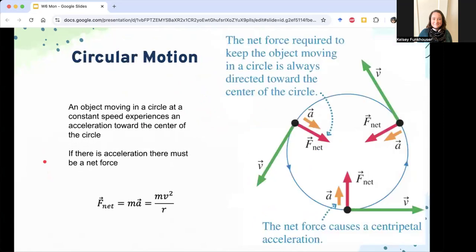And if there's acceleration, there must be a net force. So the net force, we also can call this centripetal force, but it is also just in general the net force in circular motion. Showing that if an object is experiencing circular motion, there must be a net force pointing toward the center of the circle, because circular motion requires acceleration for the center to change the direction of the velocity and keep our object in circular motion.